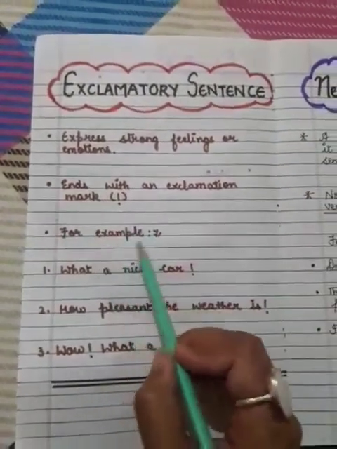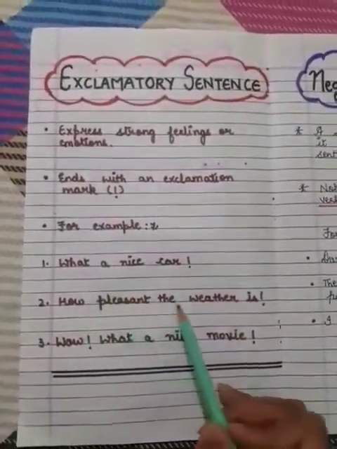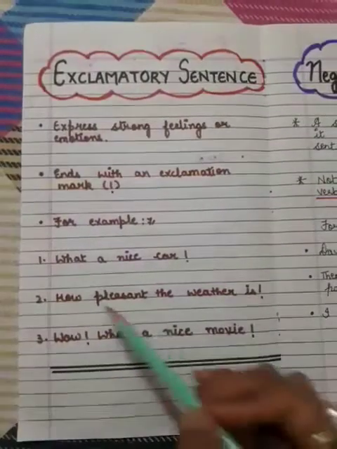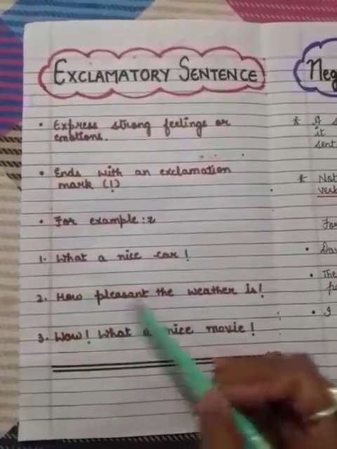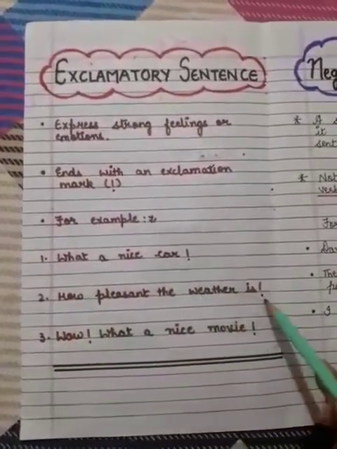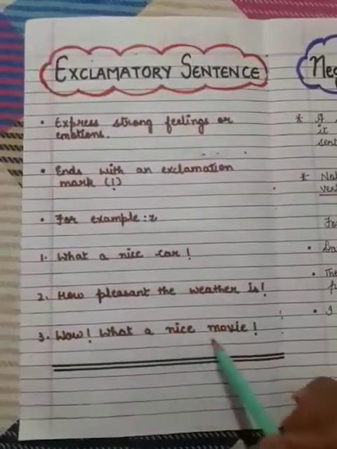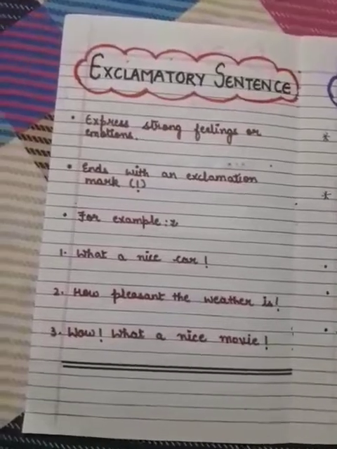Let us see some of the examples. What a nice car. How pleasant the weather is. Wow, what a nice movie. In this, the sentences are beginning with capital letters and ending with an exclamation mark. All the three are expressing feelings. So, these are exclamatory sentences.